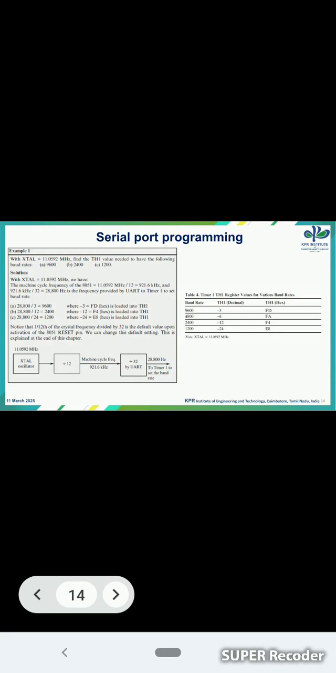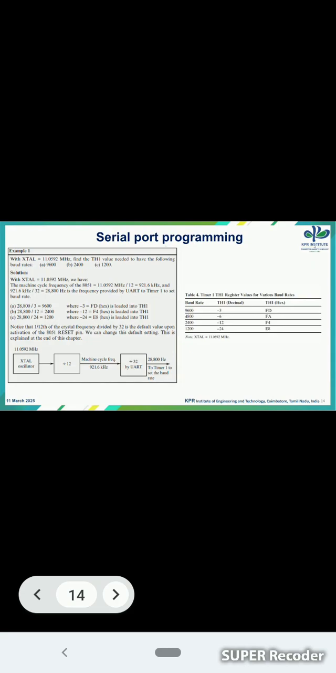Let us see the simple box representing the oscillator frequency of 11.0592. In order to get the serial port communication, the baud rate has to be maintained by dividing this XTAL frequency by 12. By this we can get the single machine cycle frequency of 921.6 kilohertz. Again, it is subdivided into 32 parts by using the UART protocol, which gives 28,800 hertz. This is the frequency that is given to timer 1 to set the baud rate.